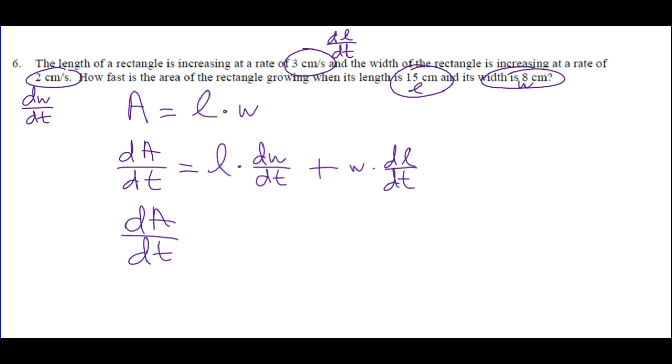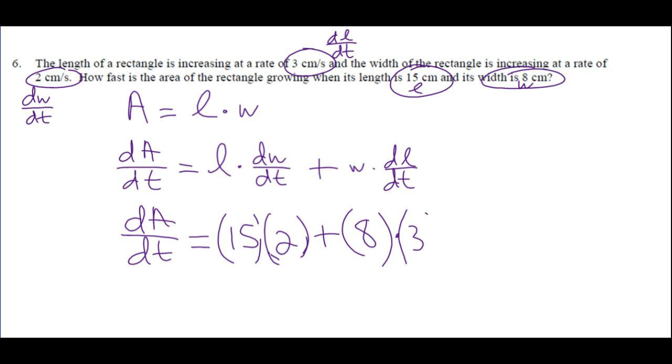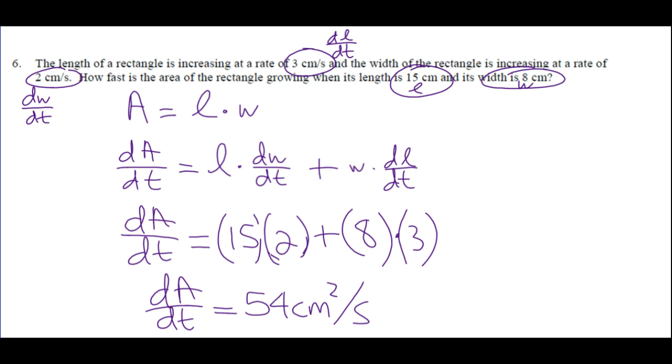dA by dt. So when the length is 15, the width is changing at a rate of 3, and the width is 8. Now let's bracket this. And the length is changing at a rate of 2. Wait, sorry, that's a 3. Yeah, length is changing at a rate of 3, so we got 30 plus 24. So area at that moment is changing by a rate of 54 square centimeters per second. Okay. Questions, comments, concerns?